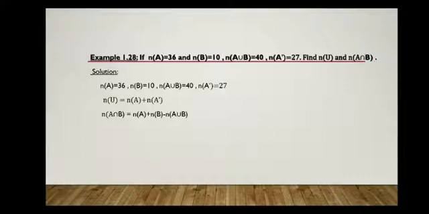So what is n of A and n of A complement? n of A is 36, n of A complement is 27. So n of U is equal to 36 plus 27, which is equal to 63. n of A intersection B is equal to n of A plus n of B minus n of A union B. Substitute here: n of A is 36 plus n of B is 10 minus n of A union B is 40. So 36 plus 10 minus 40 is equal to 6. So the number of elements in the universal set is 63 and the number of elements common in A and B is 6.